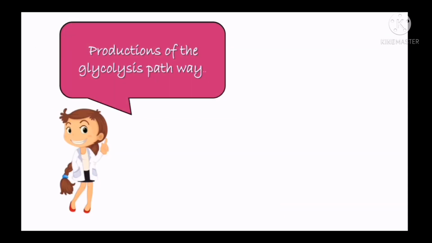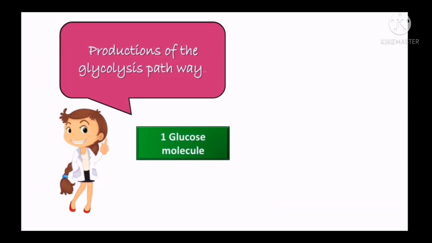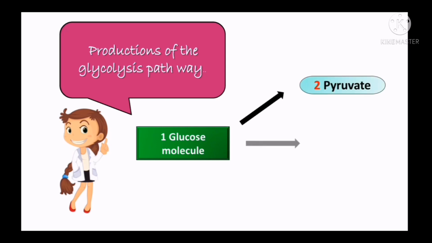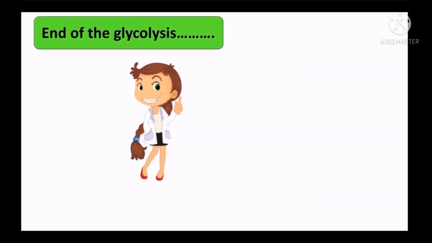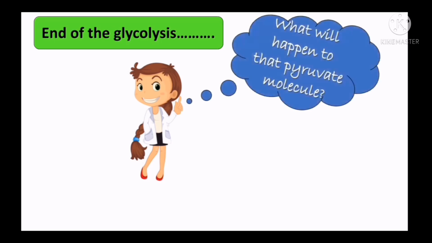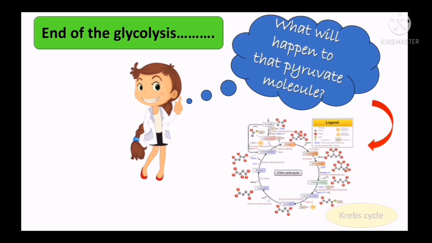Let's see what the end results of this glycolysis pathway are. One glucose molecule is converted into 2 pyruvate molecules, and during this conversion, 2 ATP molecules and 2 NADH molecules are produced. Great! That is the end of glycolysis. But what will happen to that pyruvate molecule? It enters the Krebs cycle, or citric acid cycle. We will talk about it in our next video. Stay tuned!